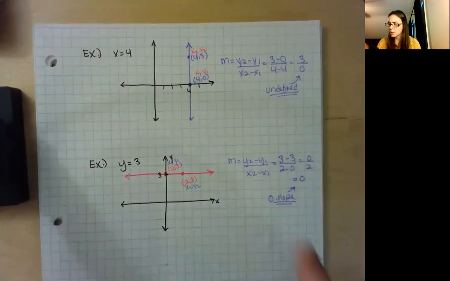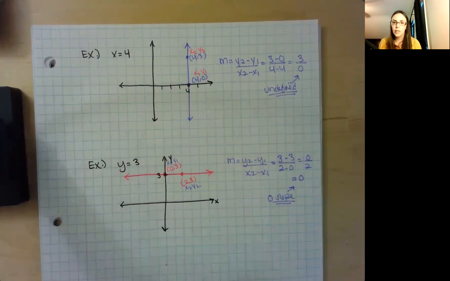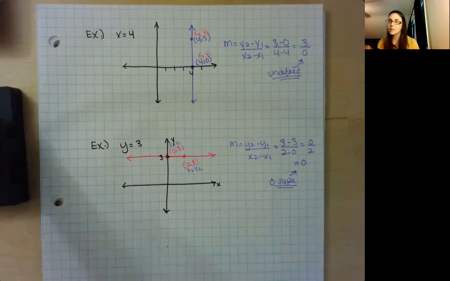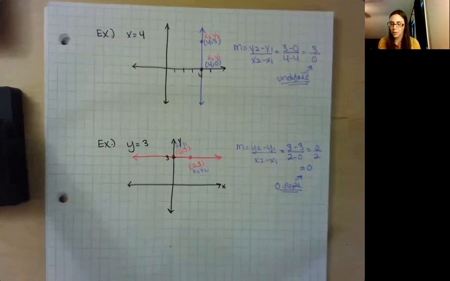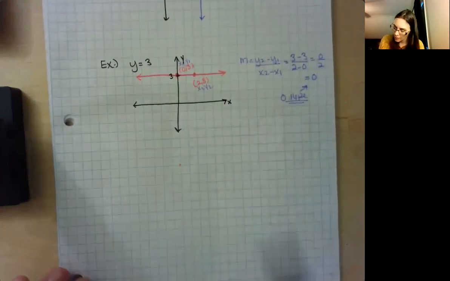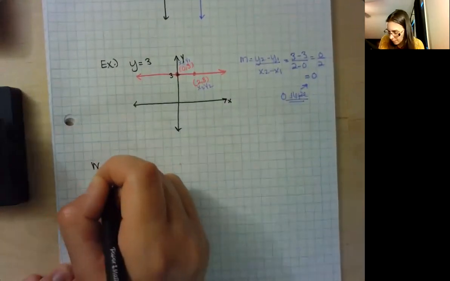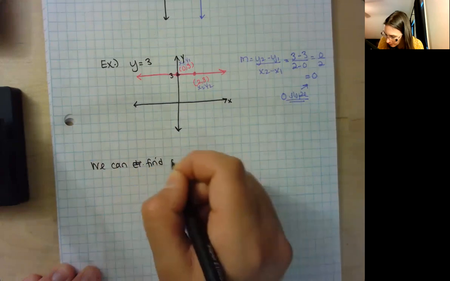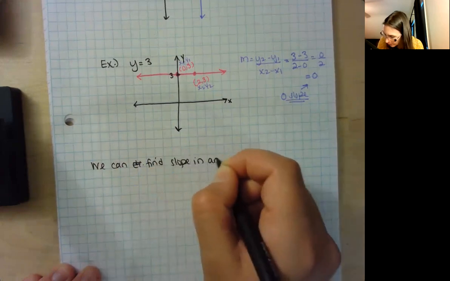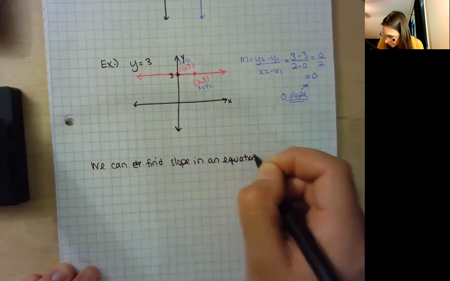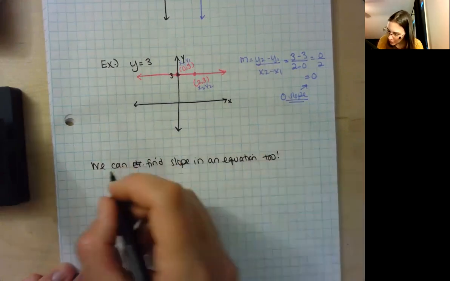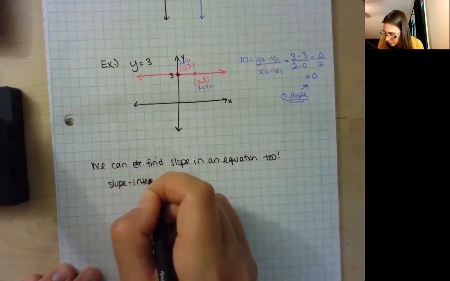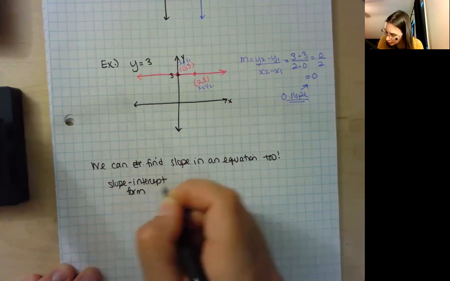So this formula here, y2 minus y1 over x2 minus x1, is a really, really common formula that we often use. Now there's lots of ways to find slope, but there's another way to find slope too that we often see. And that's with an equation. So the equation looks like this. This is called slope intercept form. And your equation looks like this.